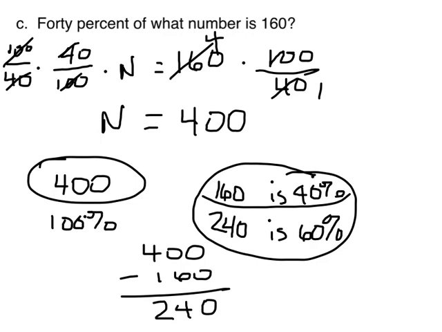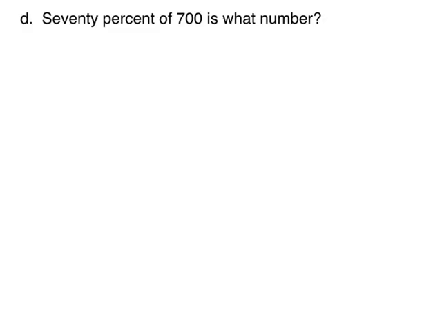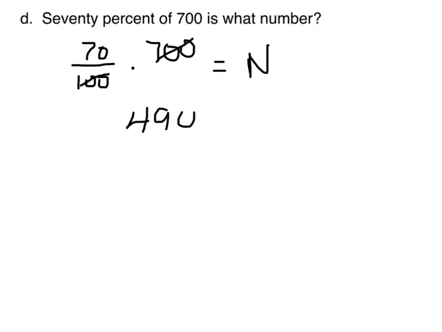Your directions say to work the problem, solve it, and then draw the diagram. Well, let's do the same thing here. 70%, remember to always write that as a fraction, of 700 is what number? Now here we've already got n by itself, so we're really just doing the math. And here we can cross cancel. That'll be a 1, and that will be a 7. And 70 times 7 is 490.